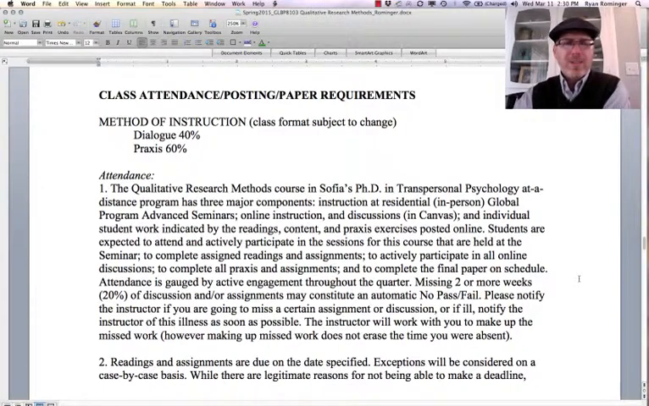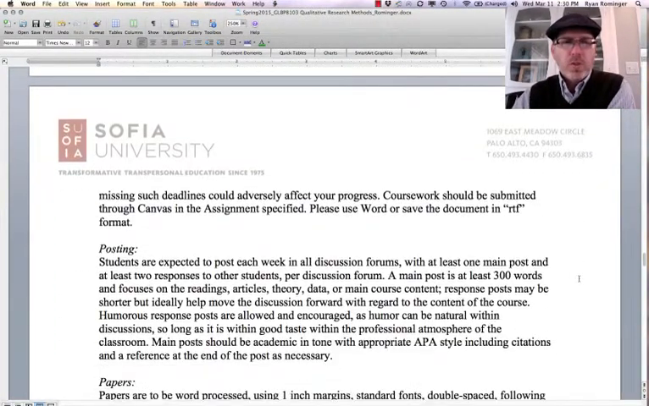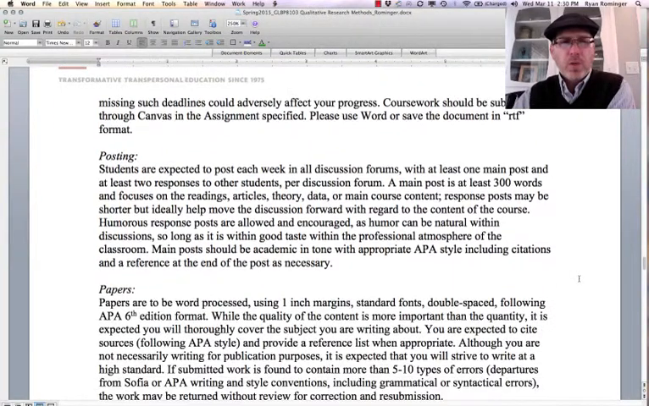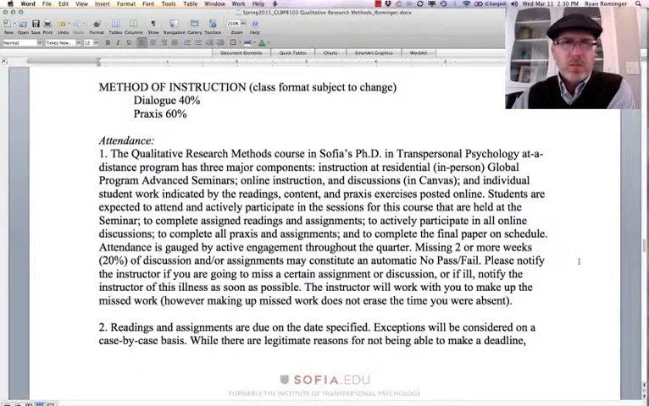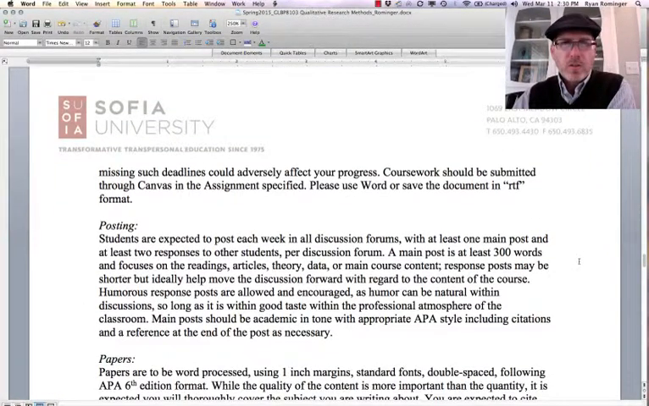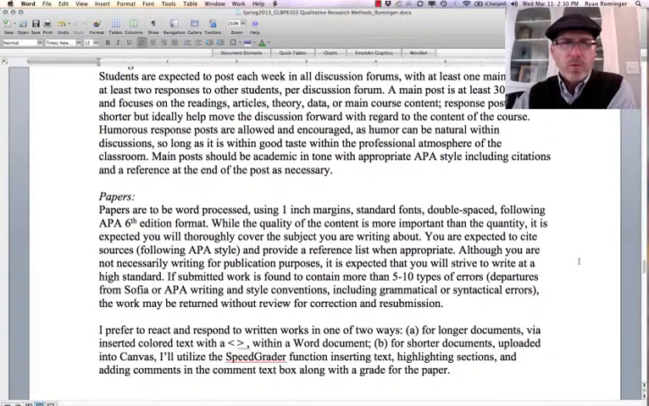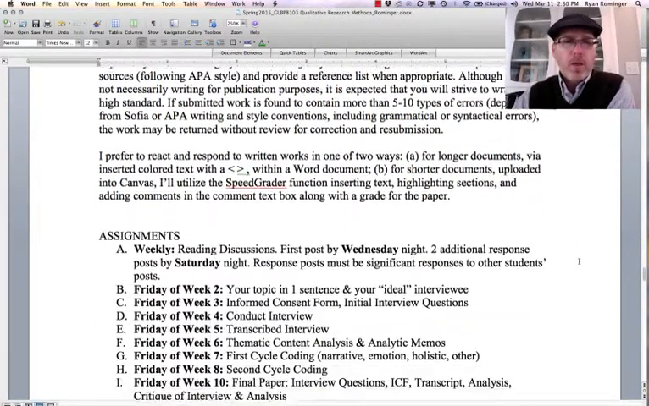The next section are different things that you should read regarding attendance and being present, as well as posting guidelines and paper guidelines. Now this is important for you to read, because it lists my expectations regarding your attendance, your presence online, as well as what I mean by significant posts and papers being in a particular format. So make sure to really read this and look over it, so you understand what it is I'm expecting, because you're going to be graded on that.